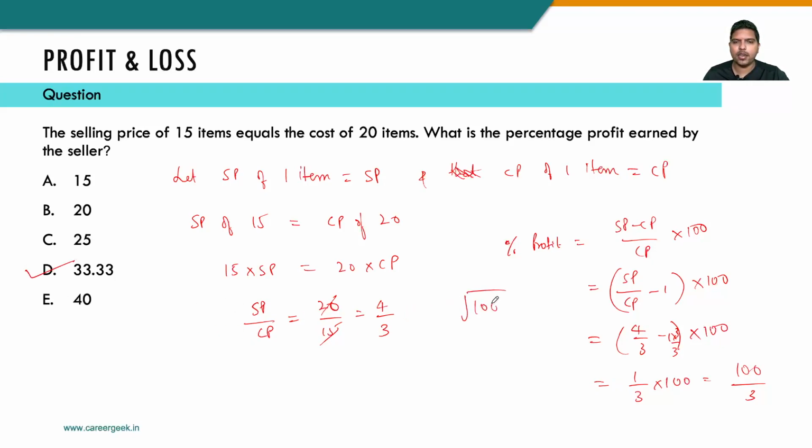So this is one of the standard formulas. 3 3s are 9, 1 and 0 comes 3. Okay, so you need not solve further. 33 is the closest value. So I hope the concepts of profit, loss, cost price, selling price are clear.